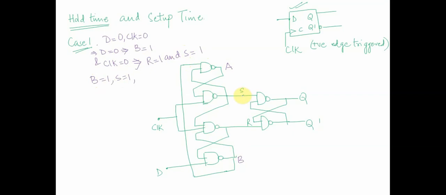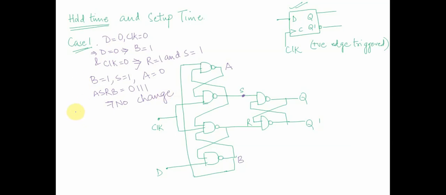Now B is 1 and S is 1. What would that mean? S feeds back into this A, both being 1, which would mean A is equal to 0. So we get A is 0, S is 1, R is 1, B is 1. And since SR is 1, 1, this implies no change in the circuit value.